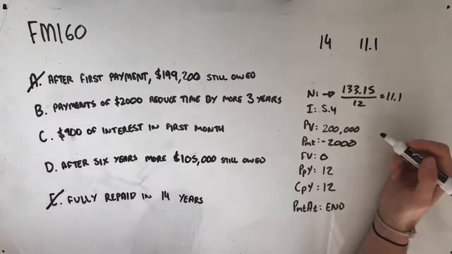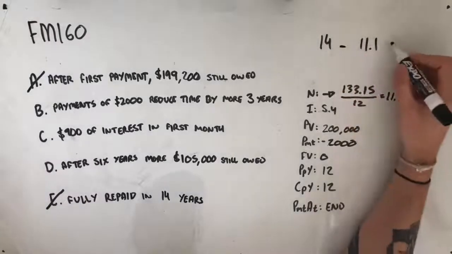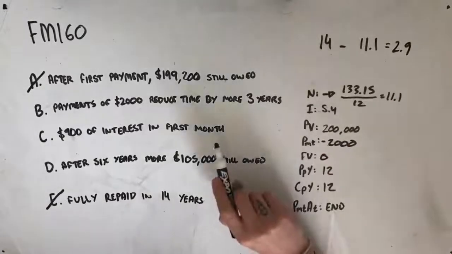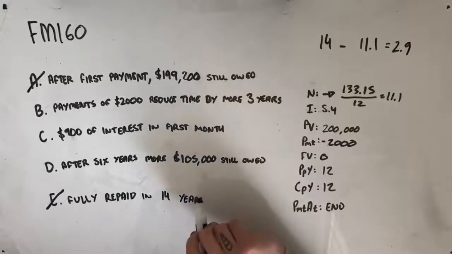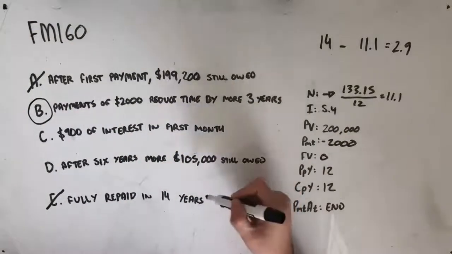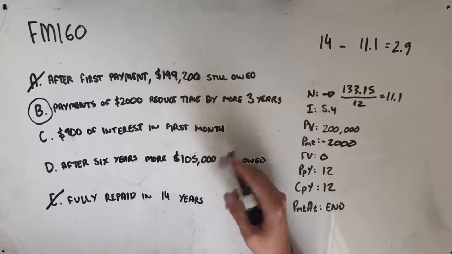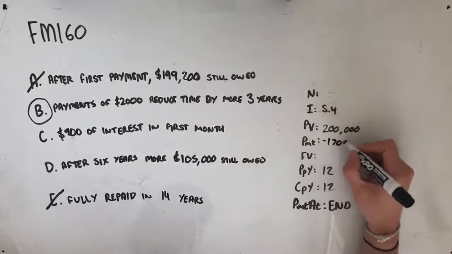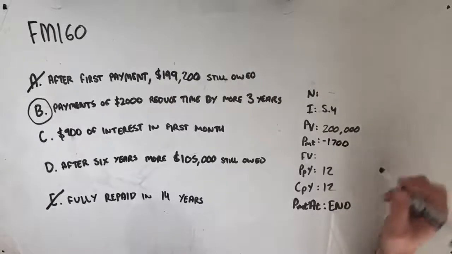Now 11.1, if we minus 11.1 from 14, we should get an answer of 2.9, which is not a reduction of more than 3 years. So B at this point is looking like our answer, but as always, we'll go through the rest of the potential answers and check those as well. We'll change our payments back to 1,700, go back to the old conditions.